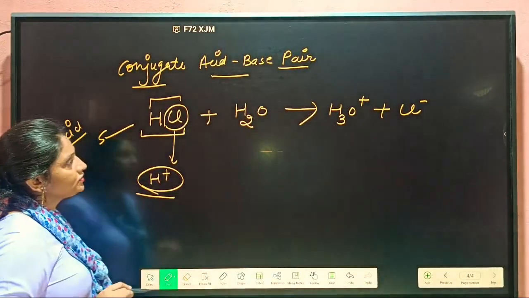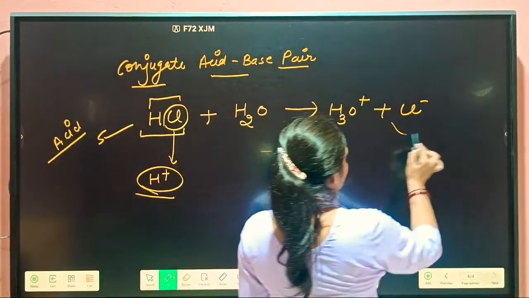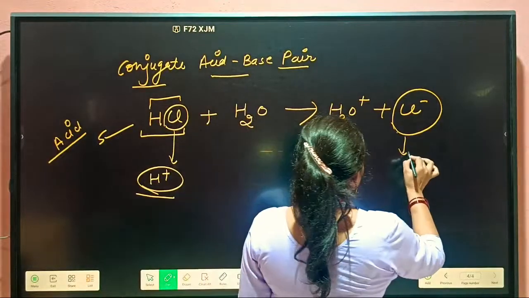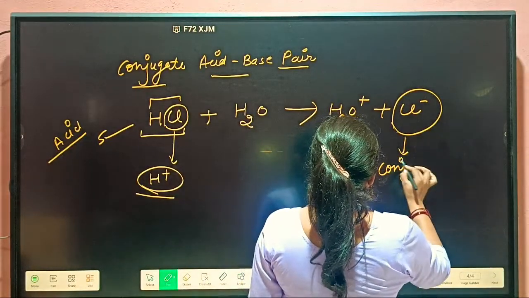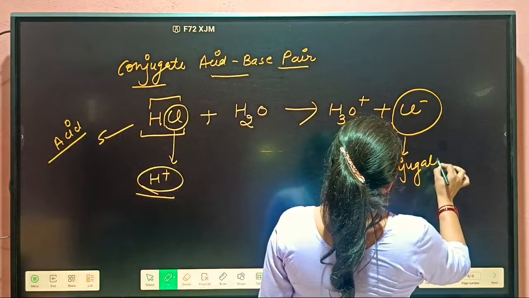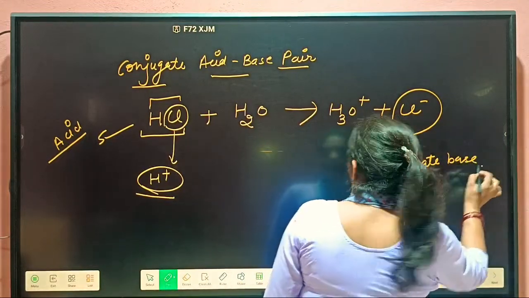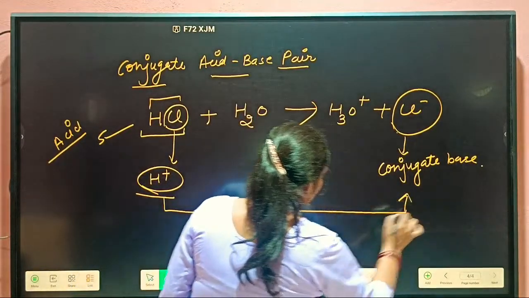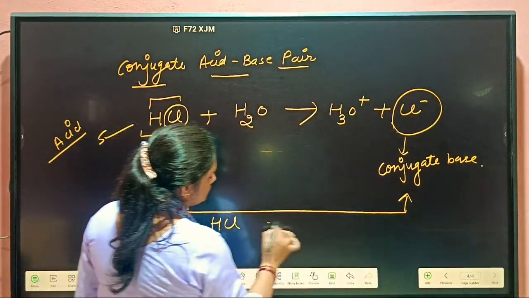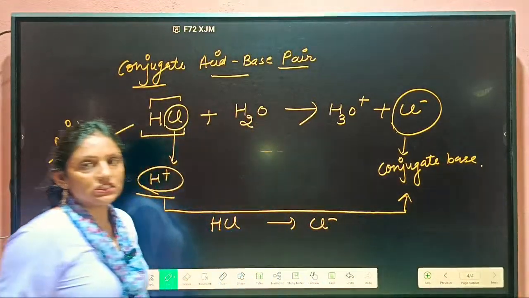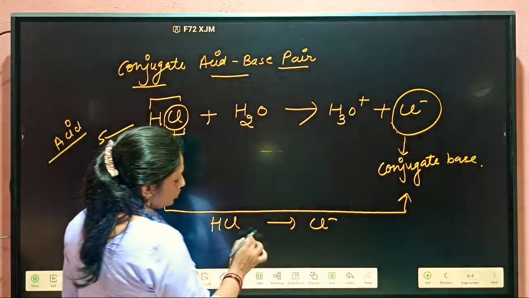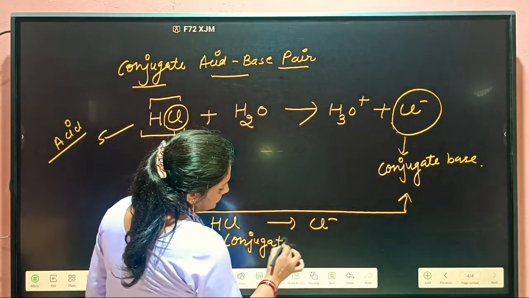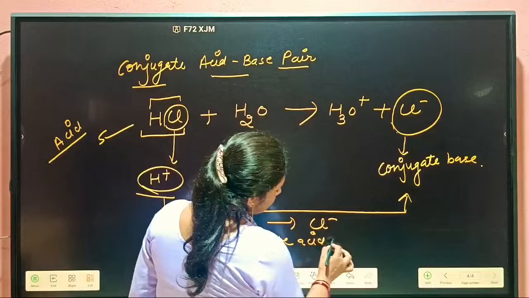After donating H positive ions, it is converting into Cl negative. So this one is the conjugate base. This one is the conjugate base of this acid. So this one is a pair: HCl and Cl negative. This one is the conjugate acid base pair.